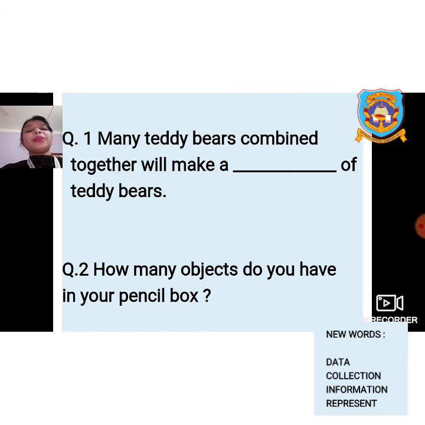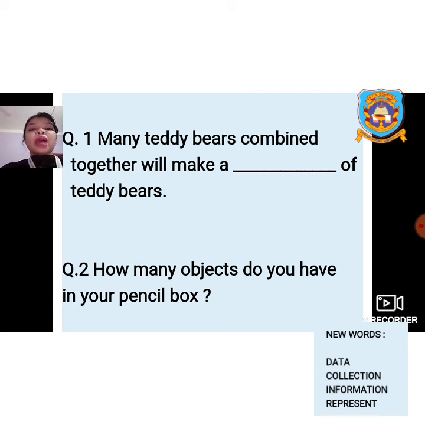Based on the topic that we have discussed, I have taken 2 questions here. These 2 questions will be uploaded in the Google Classroom. So the first question is, many teddy bears combined together will make a dash of teddy bears. So if there are different kinds of teddy bears, different sizes, different colors, but they have been put together, this is known as what? Okay, so you have to fill in the blank.